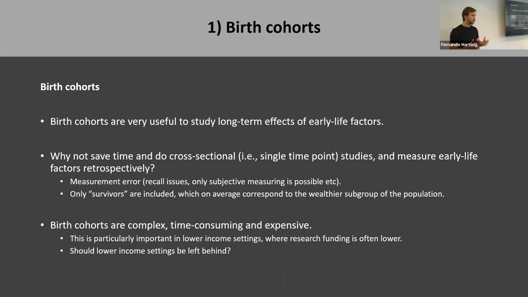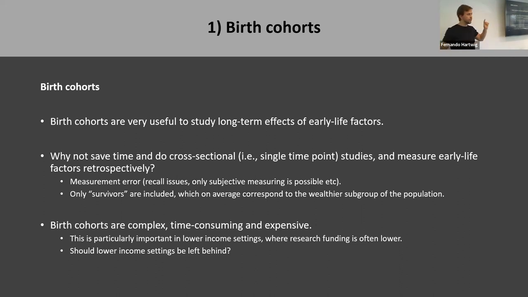But then one could ask, why not save time and just do a cross-sectional study, that is, just measure individuals at one point in time and ask them about what happened in the past? You would save a lot of time, a lot of money, right? There are many limitations to this. One of them is measurement error. There are going to be recall issues. It's only going to be possible to measure things subjectively, in most of the things at least. And all this introduces error in our measures.